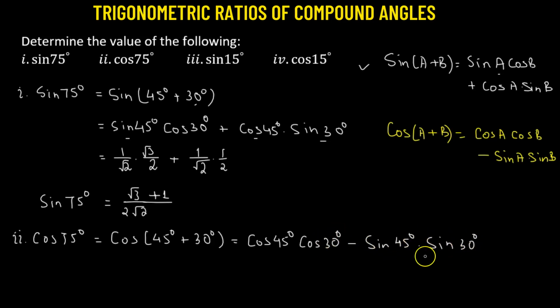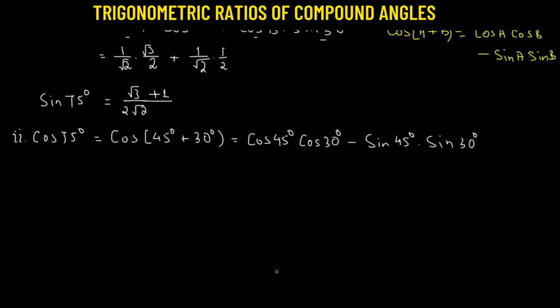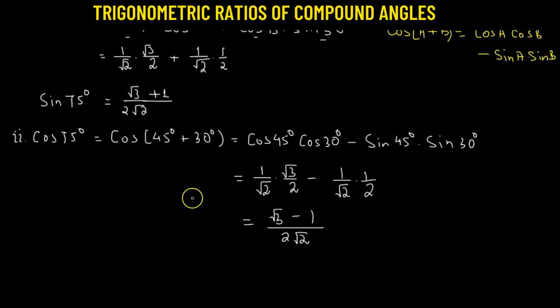So let's find out the value. These are also standard values that we know. Cosine of 45 degrees is 1 over square root of 2, cosine 30 degrees is square root of 3 over 2, minus sine 45 degrees, which is 1 over square root of 2, times sine 30 degrees, which is half. Combining them, we get square root of 3 minus 1 divided by 2 times square root of 2. So this is going to be the value of cos 75 degrees.